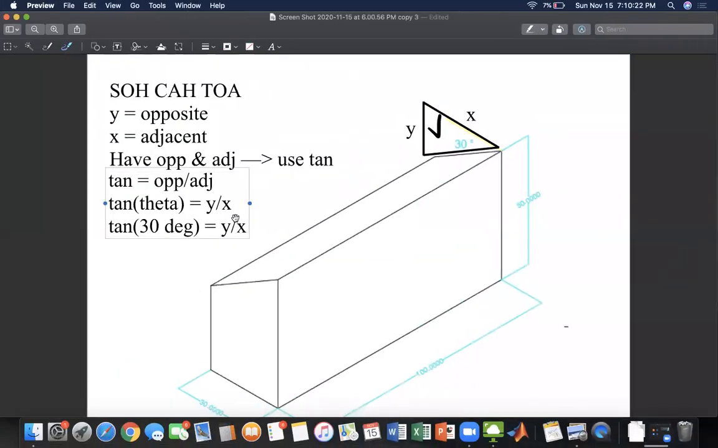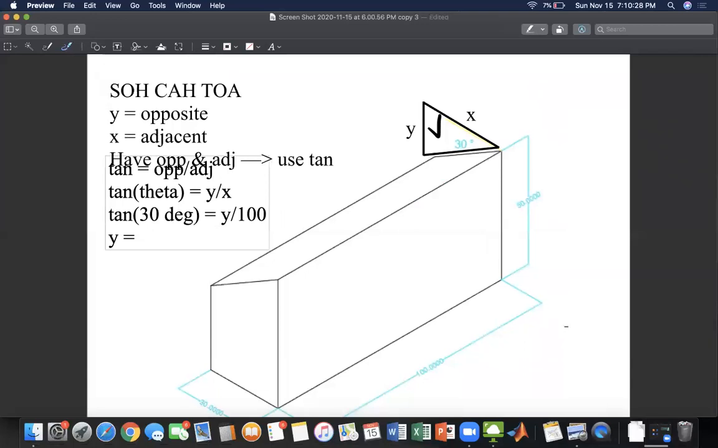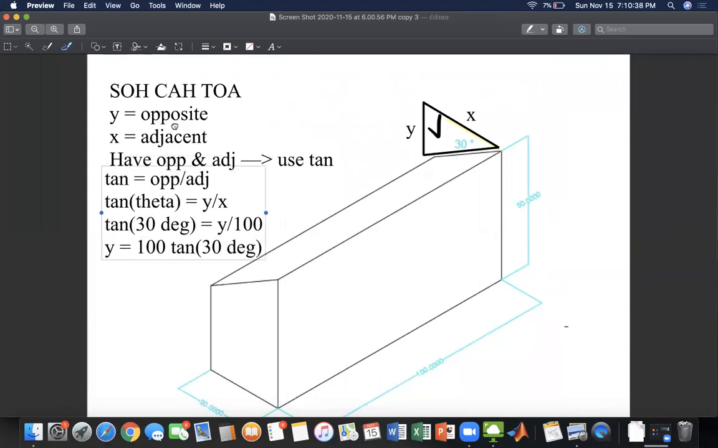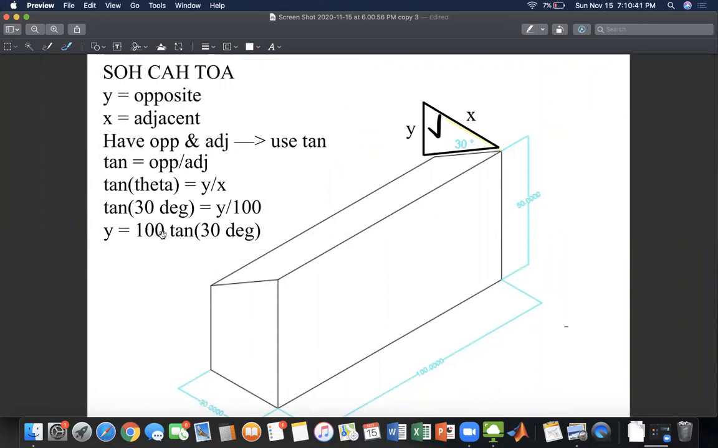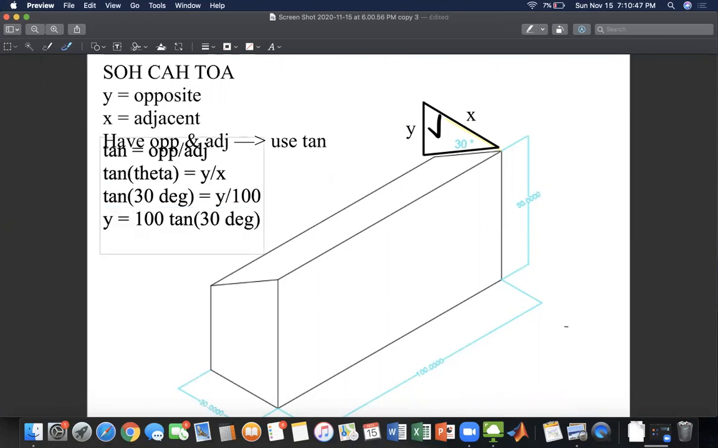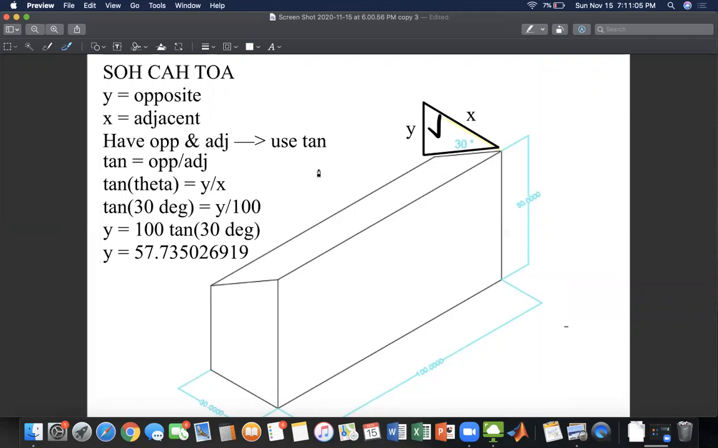So if x is 100, and if we rearrange a little bit, we know that y is going to have to be 100 times tangent of 30 degrees. And if you put that in your calculator, you're going to get y equals 57.735026919. Okay, and that's your y value.